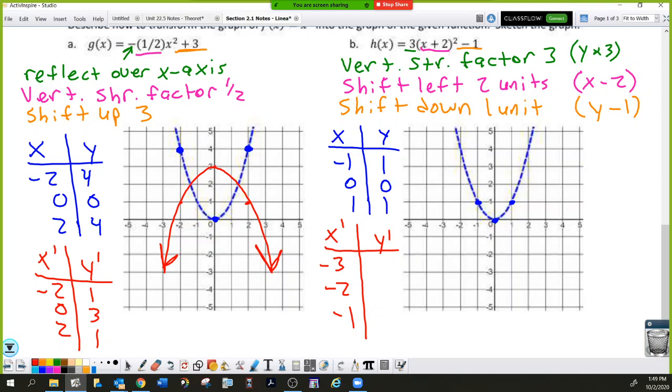And then for the y's, that's green and then orange. Multiply by 3 and subtract 1. Well, 1 times 3 is 3. Minus 1 is 2. Now let's do it with the 0. 0 times 3 is 0. Minus 1 is -1. And parabolas are symmetric, so that has to also be a 2. Plot your dots, connect your dots. And you have shifted left, shifted down, oh, and nice and tall. Ta-da!